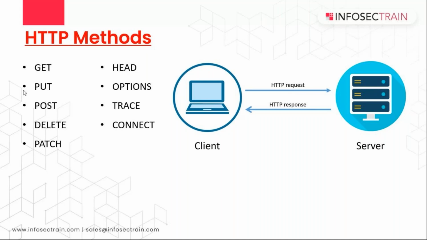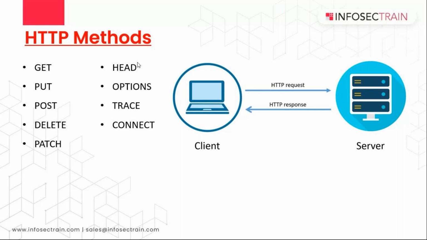Then next is HEAD. HEAD allows you to retrieve the headers of a resource without the body, right? It is similar to a GET request, but it will not return the actual data in the response body. It is useful just for checking headers like content length and content type before fetching the full resource.